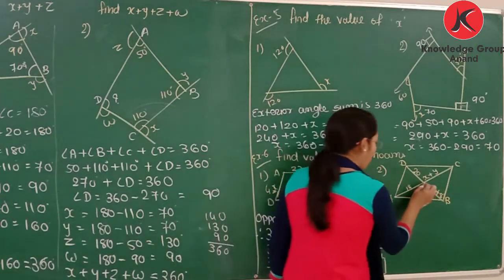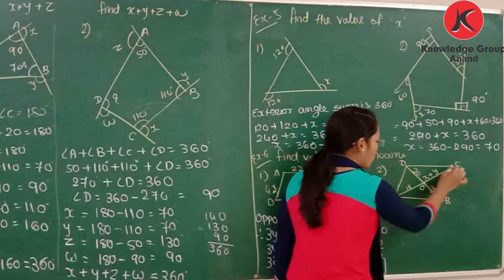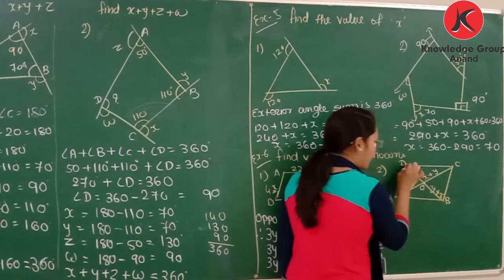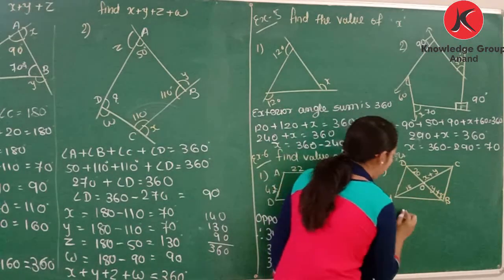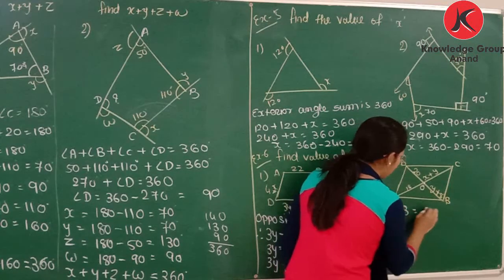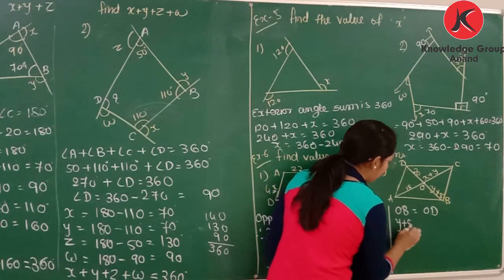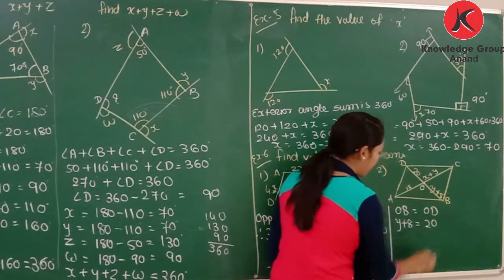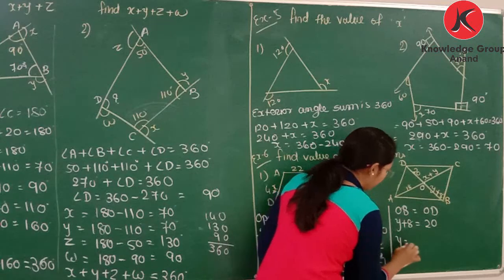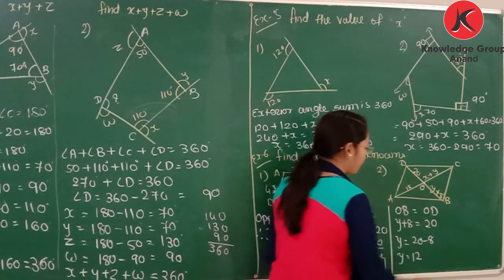Means if we consider this as O, then OA is equal to OC, OB is equal to OD. So we can write OB is equal to OD. What is OB? y plus 8 is equal to 20. 8 on the right side, 20 minus 8, so y is equal to 12.